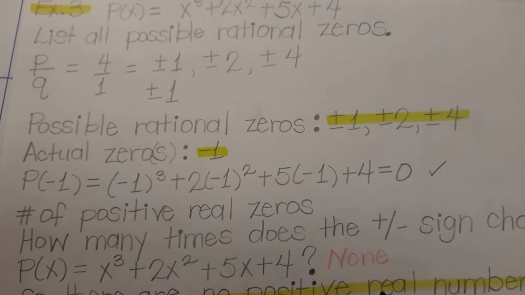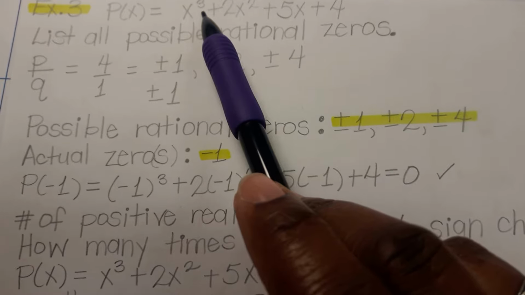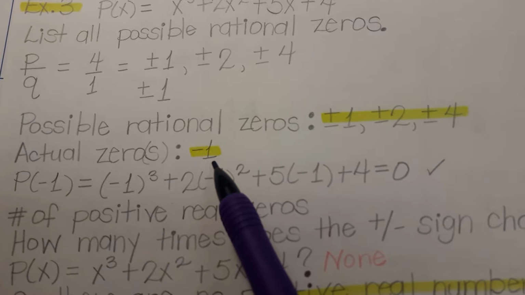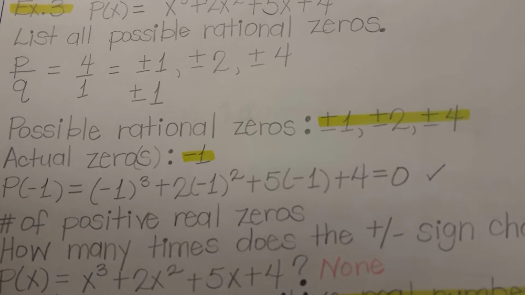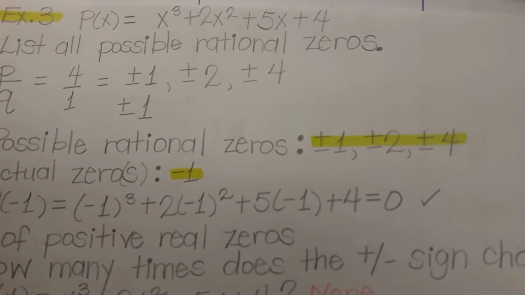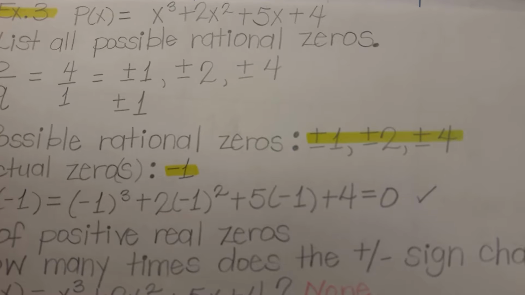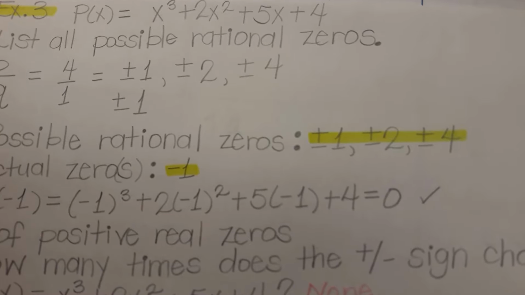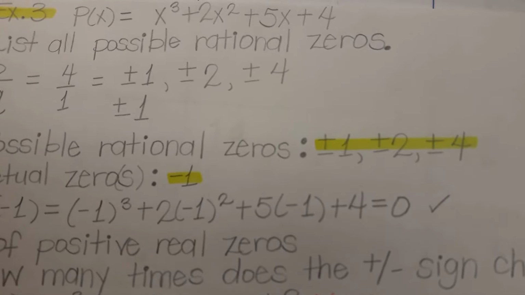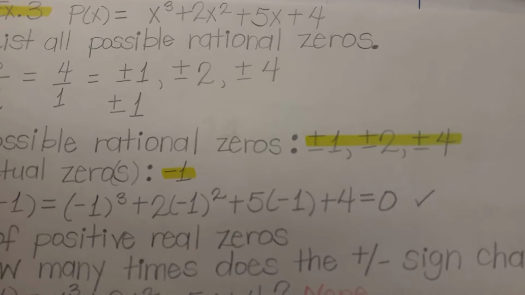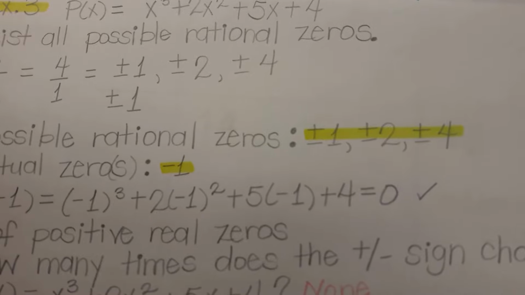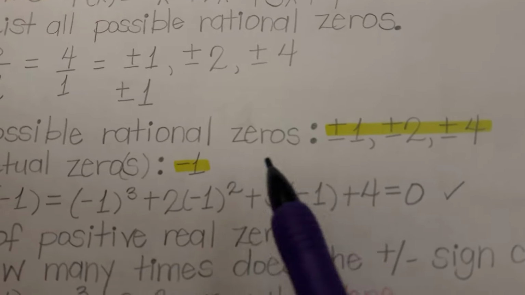I can already tell you that my degree is 3, so I'm supposed to have 3 answers. But if you notice, only 1 answer worked, and it's a negative. So I can tell you just by working backwards that I have 1 negative real zero. And I don't have any positive real zeros. That means I have 2 complex roots. So my answer for this next part would be 1 negative real zero and 2 complex roots. But I'm gonna show you how to do the process just in case you don't know this step.